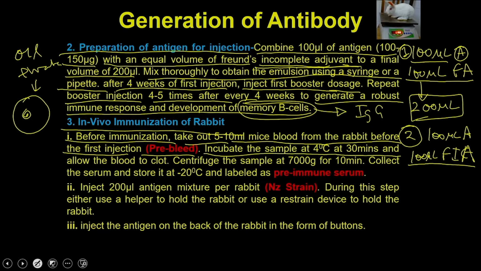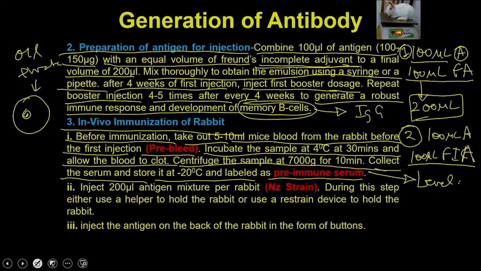Incubate the sample at 4 degrees for 30 minutes and allow the blood to clot. Centrifuge the sample at 7000 g for 10 minutes, and you will be able to collect the serum and store it at -20. This serum, which you collect before immunization, is called the pre-immune serum. The pre-immune serum is going to tell you the level of antibodies already present in the rabbit before the immunization, which means the antibodies present against other antigens, not the antigen of your interest.